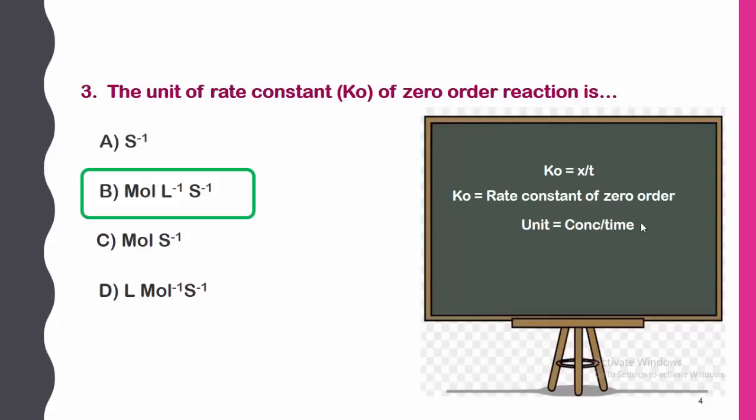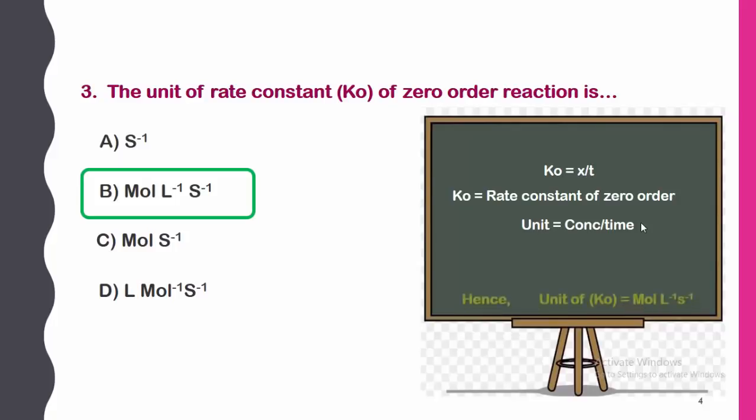Here, what is K0? K0 is the rate constant of a zero order reaction. Now we can find the unit of this K0. How? x upon t. What is x? x is the concentration of the product. What is t? t is the time. We can calculate the unit now. Unit is equal to concentration upon time.